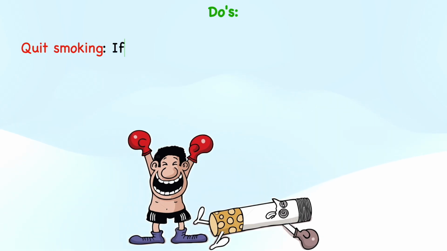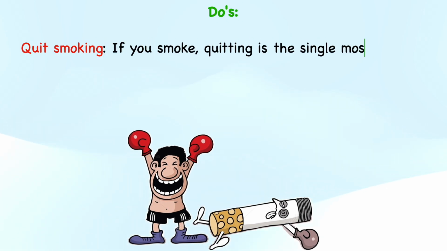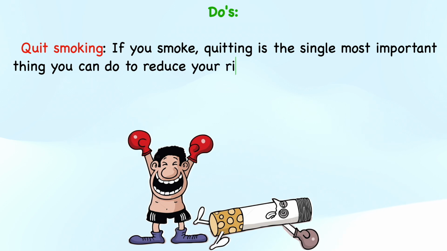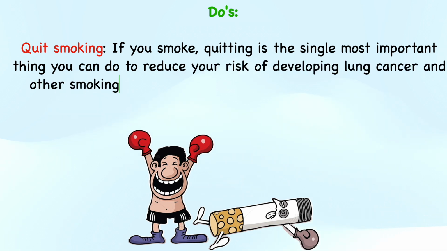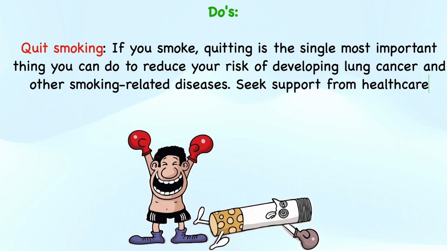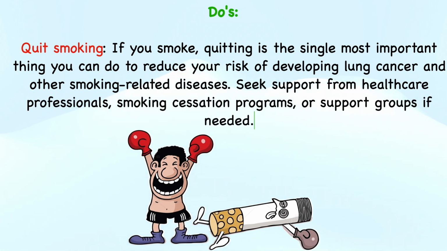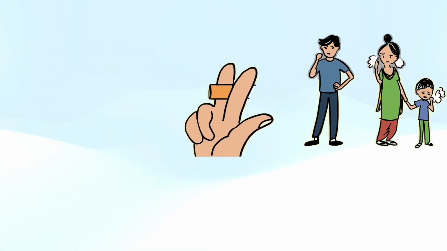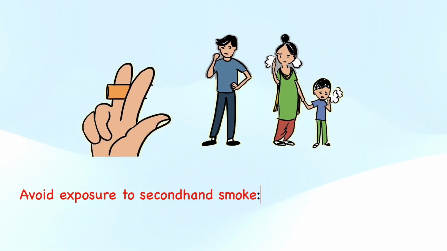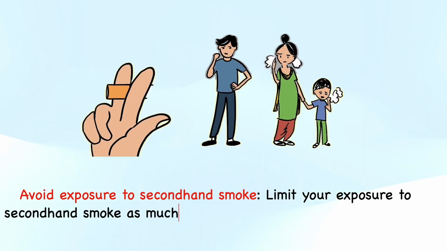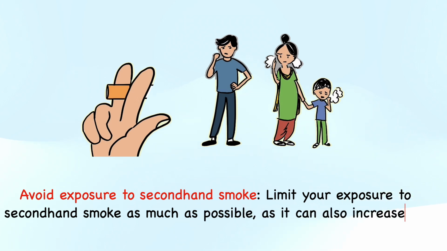Do's: quit smoking. If you smoke, quitting is the single most important thing you can do to reduce your risk of developing lung cancer and other smoking-related diseases. Seek support from healthcare professionals, smoking cessation programs, or support groups if needed. Avoid exposure to secondhand smoke. Limit your exposure to secondhand smoke as much as possible, as it can also increase the risk of lung cancer.